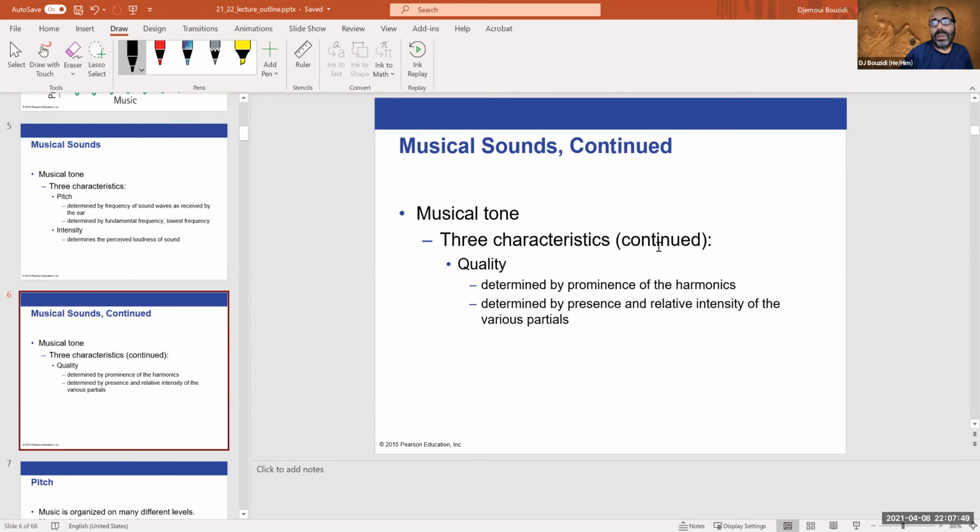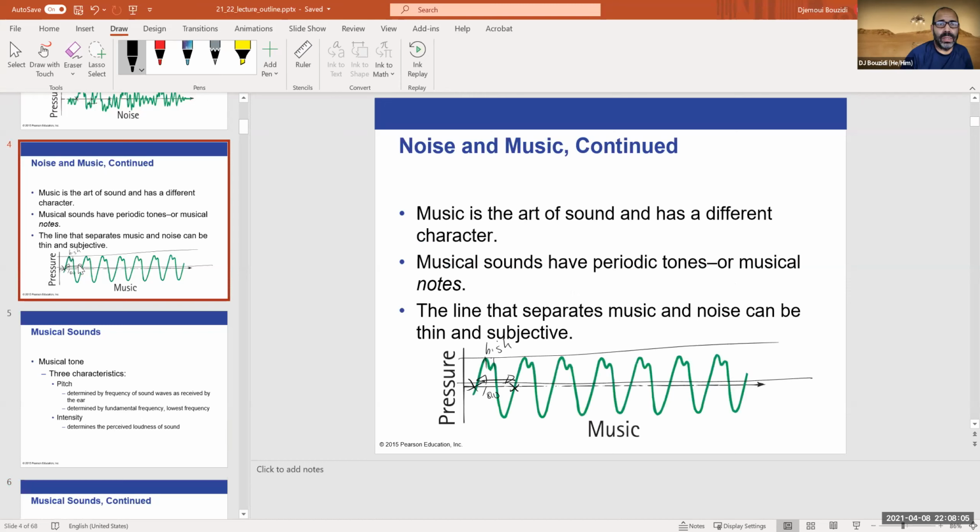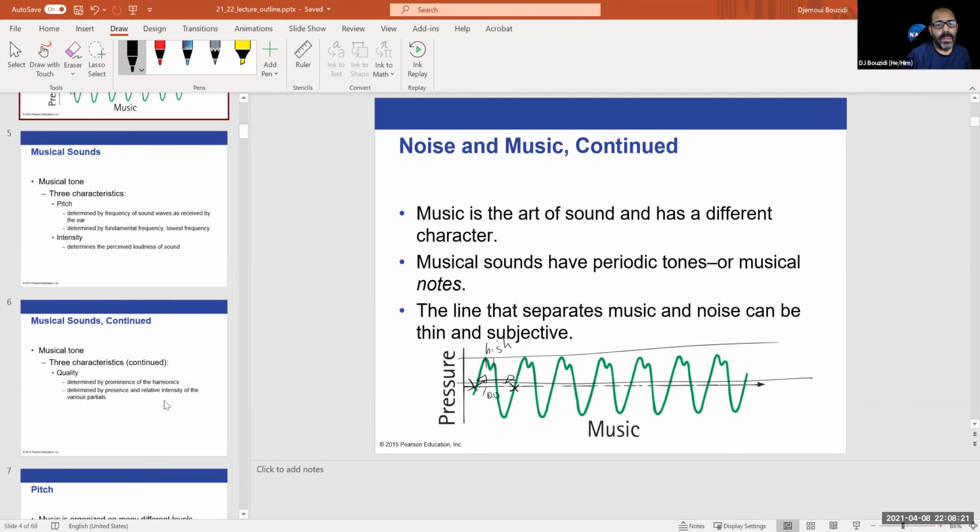Anyway, for a musical tone there are 3 characteristics. The quality is determined by the prominence of the harmonics, by the presence and relative intensity of various partials. In other words, the quality is determined by the prominent one. The prominent one is this frequency, okay? So this is how good it is. And also the quality is determined by the lack of interference, the least intensity of the other frequencies.